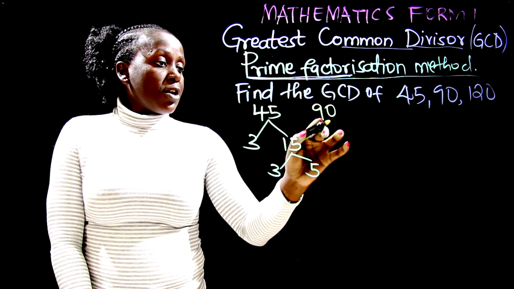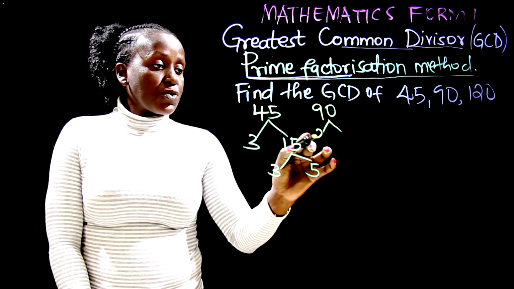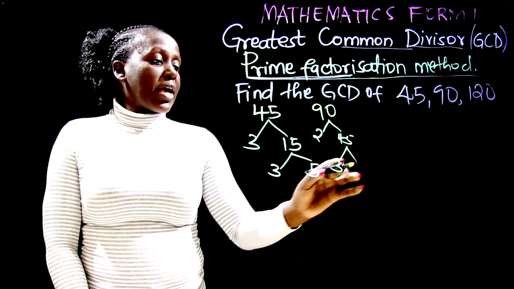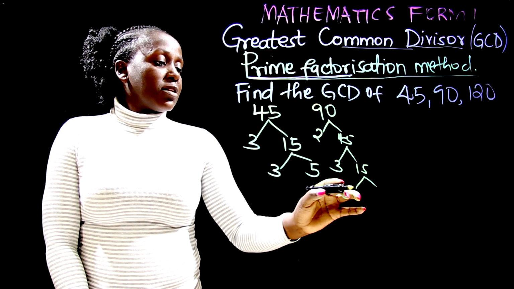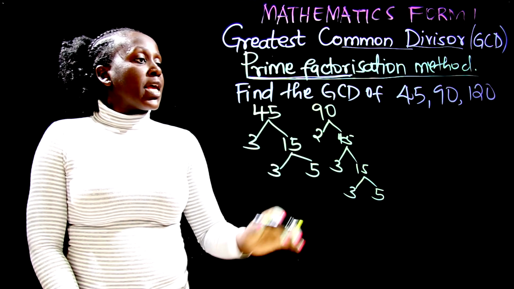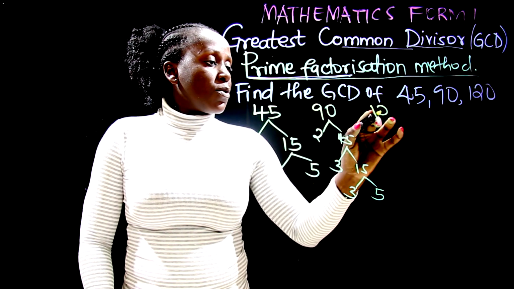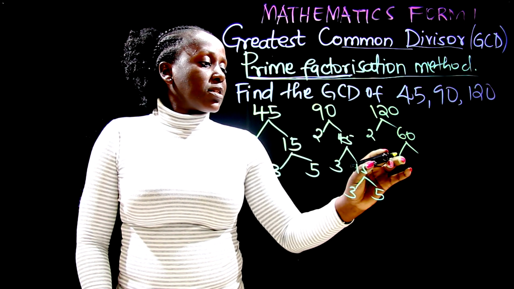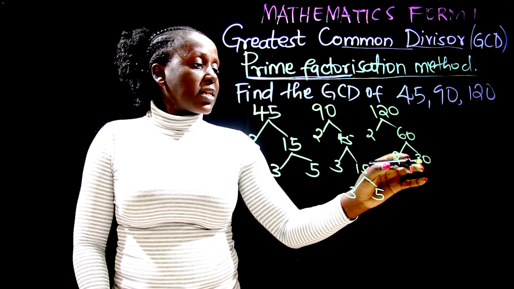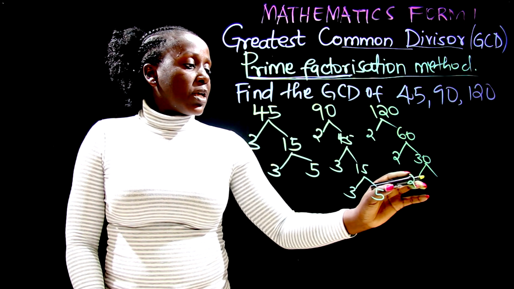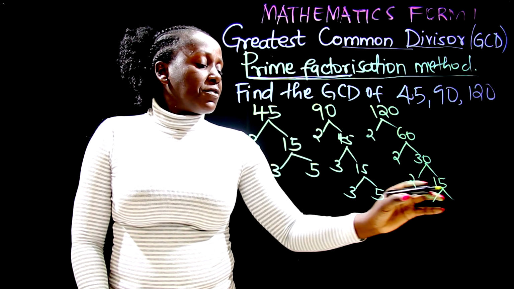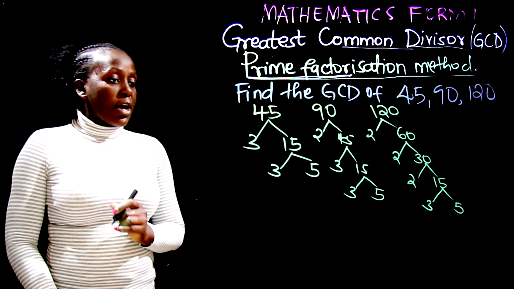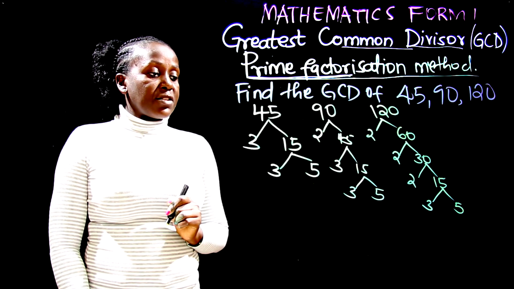Then we have 90. So 90 we divide by 2 to get 45. Then 45 by 3 we get 15. Then 15 divided by 3 we get 5. Next is 120. So 120 we divide by 2 we get 60. 60 divided by 2 we get 30. 30 divided by 2 we get 15. Then 15 divided by 3 we get 5. So now we can write down the numbers in their factor form.